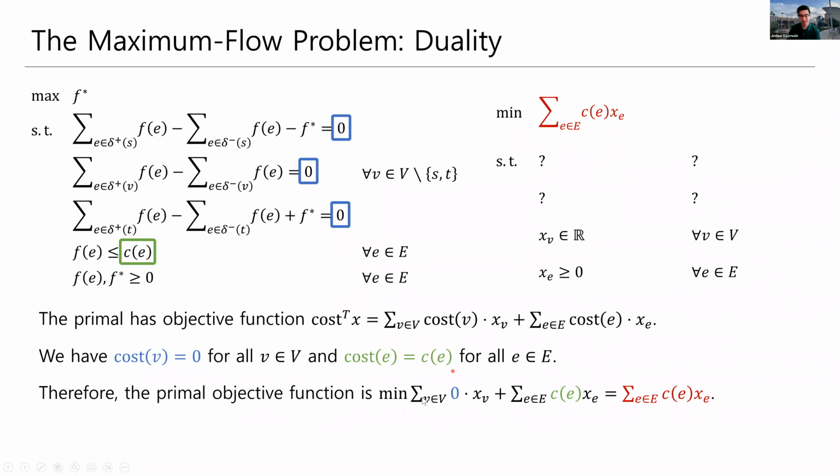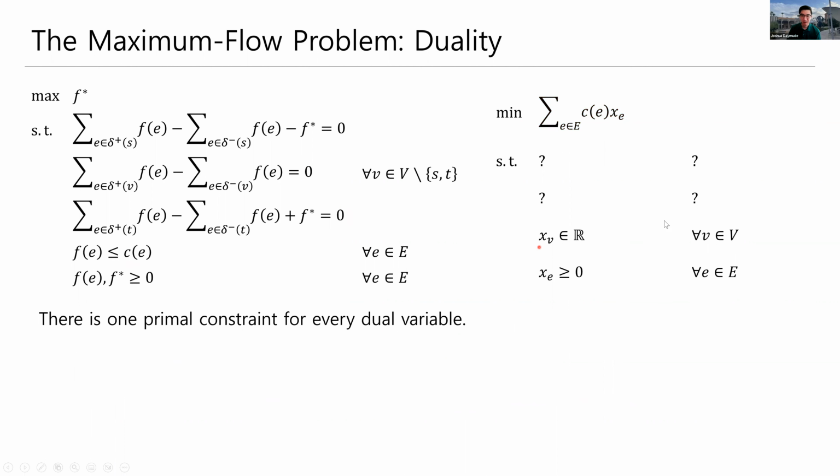So plugging all that in, we have 0 cost times every node variable plus capacity times every edge variable. Of course, the 0 makes this whole first term disappear, and we are left with minimizing the sum over all edges of the capacities that we're using. So every edge that is included in this thing we're building, we're paying its capacity.